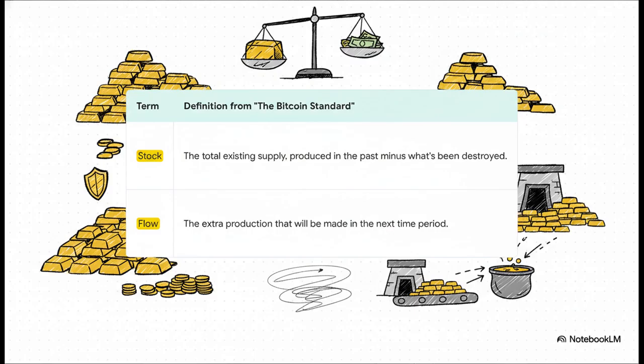So how do we actually measure this hardness? The book gives us two really simple metrics to work with. First, you've got the stock. That's all the stuff that already exists. Think of it as the giant hoard of all the gold that's ever been mined in human history. Then you've got the flow. That's the brand new supply that gets produced, say, in a single year. Understanding this difference is absolutely crucial.